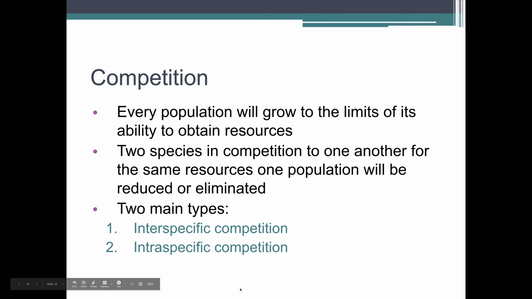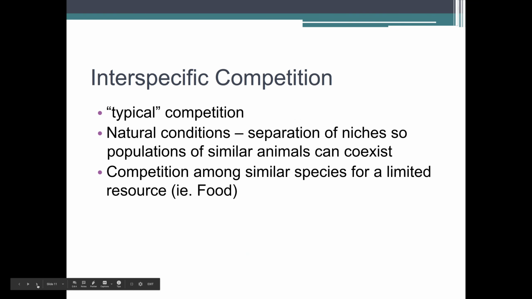Competition. Every population will grow to the limit of its ability to obtain resources. They're going to reproduce until they can't get enough resources for all to survive. With two species in competition for the same resource, one population will be reduced or eliminated. There are two main types of competition: interspecific competition and intraspecific competition. We'll look at them.